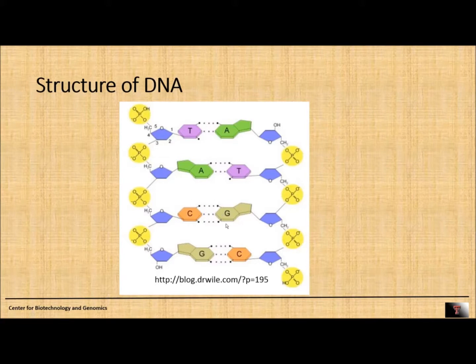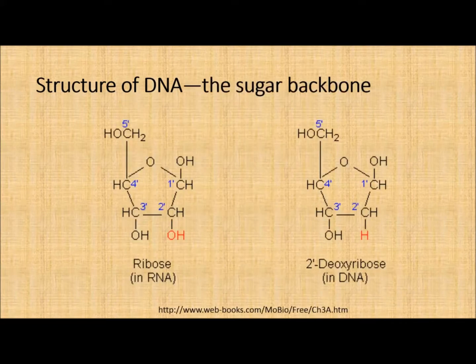Now remember, what sustains the double helices, the intertwining that creates the double helical structure, is the hydrogen bond. There is no other way for these to interact with each other. Okay, now let's look at the sugar backbone.